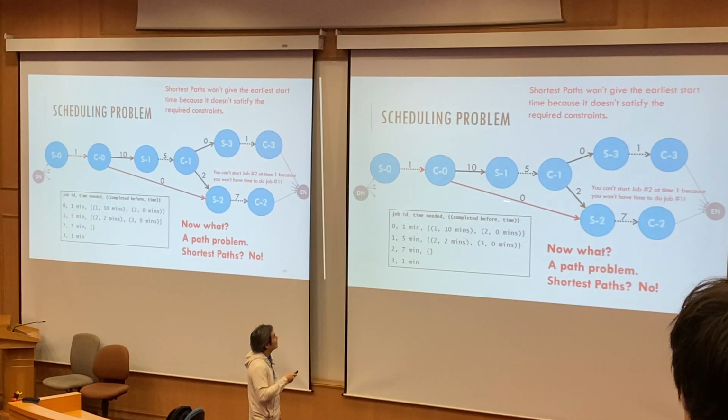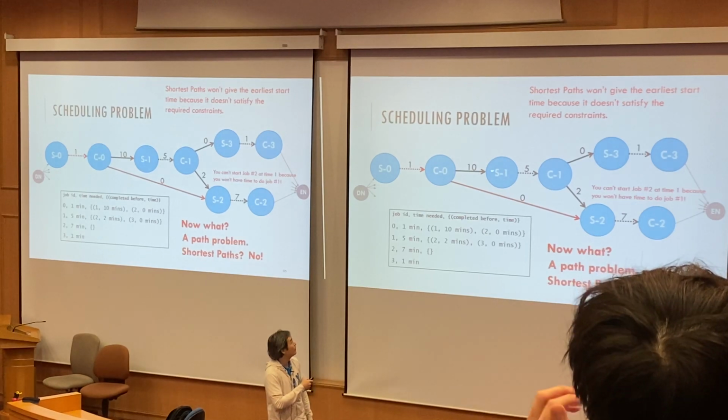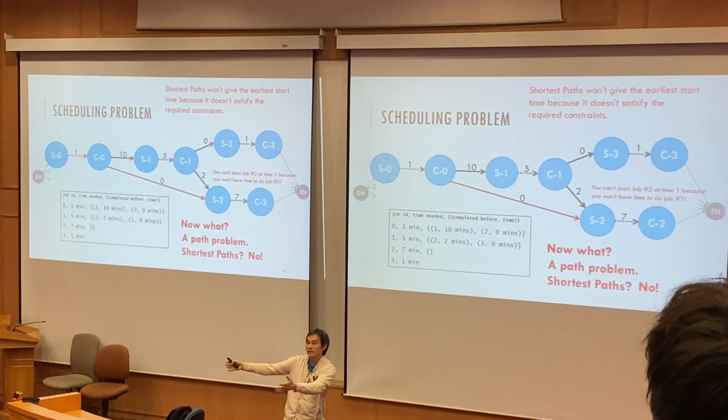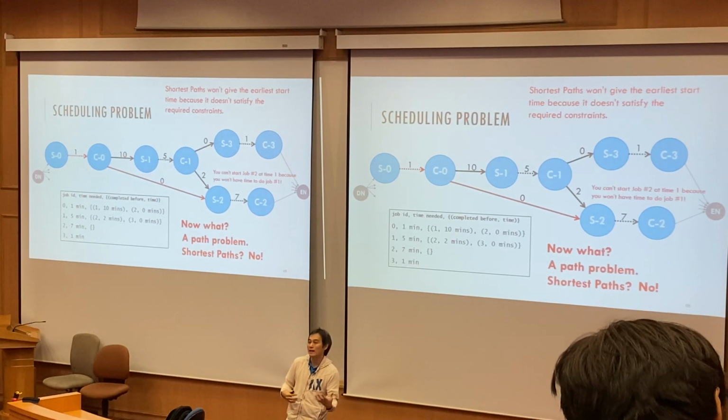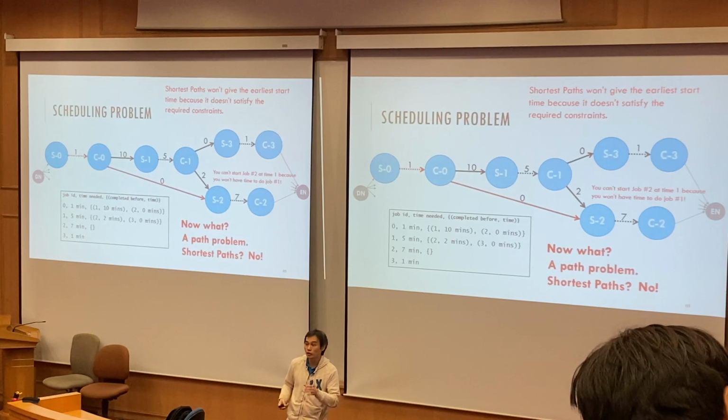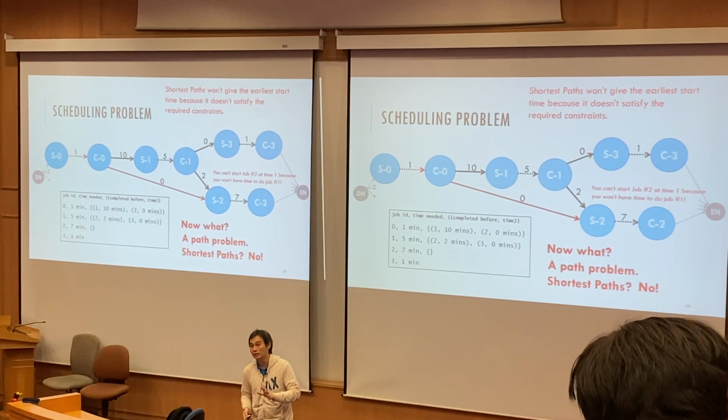But remember, you cannot start job 2 at time 1, because you won't have time to finish these jobs. These jobs are the constraints. You have to finish them before you start on S2. Your friend must finish their job before you can start putting the last pieces of the code together. So you cannot start your job first. So shortest path is out. You cannot use shortest path.